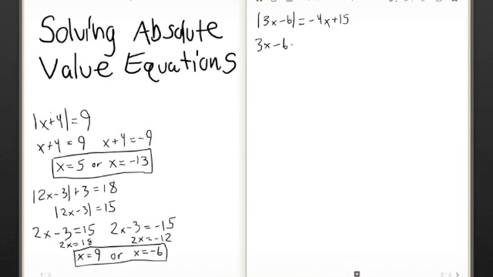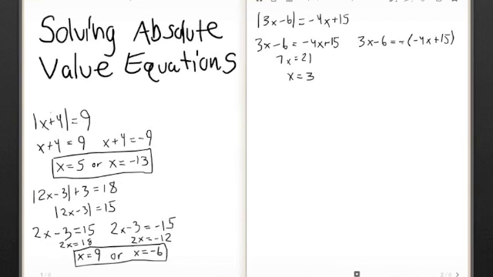3x minus 6 could be equal to negative 4x plus 15, or it could be equal to negative 4x plus 15, but the whole thing negated. So we put a negative sign in front of the whole thing, like that. Alright, now we have a bit of solving to do here. We get x equals 3 over here.